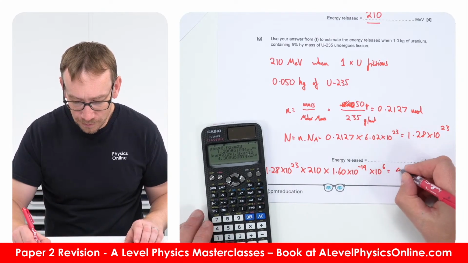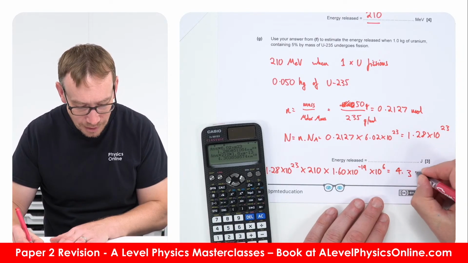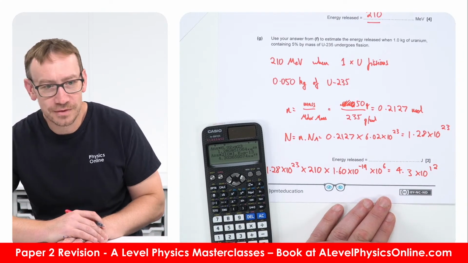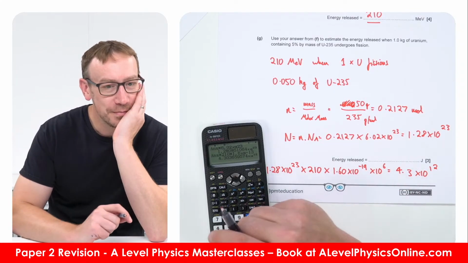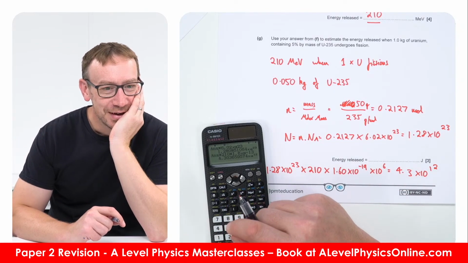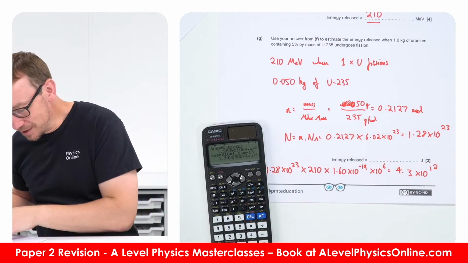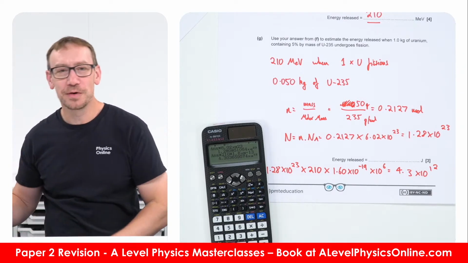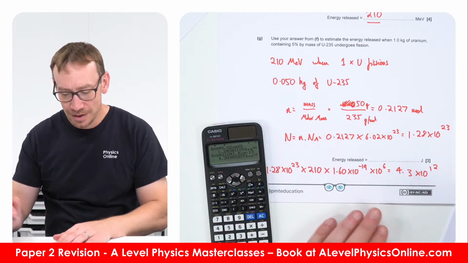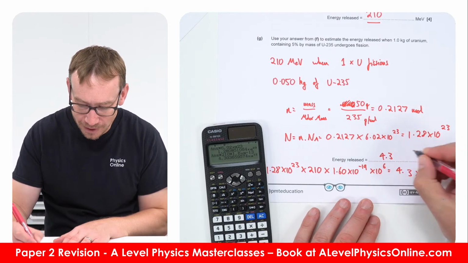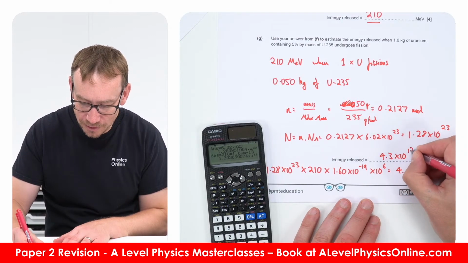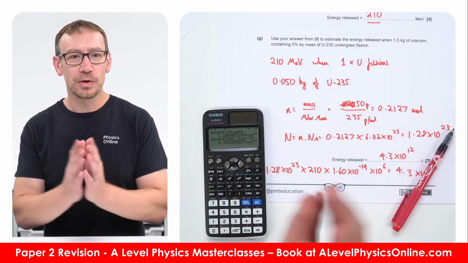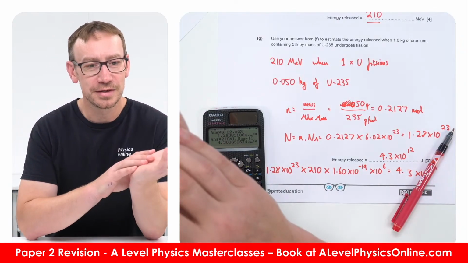I've got 4.3 times 10 to the 12. Have I made a mistake there? Right, let me see if this is the right answer. Yes, it is. Woo! They got 4.4 because they didn't round down, but this is about 4.3 times 10 to the 12 joules. So that is a huge amount of energy from just 1 kilogram. I think that's what this was trying to do.